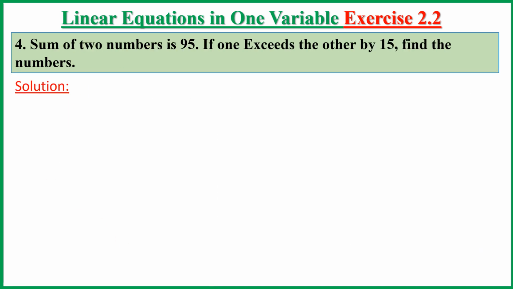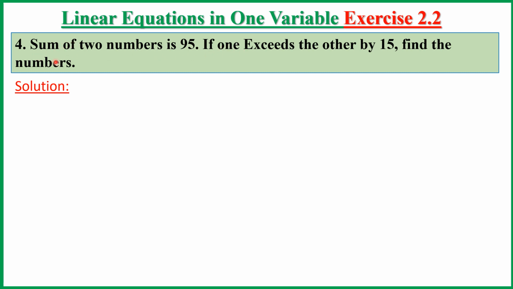Question number 4. Sum of two numbers is 95. If one exceeds the other by 15, find the numbers. Whenever a word problem is given, you have to read the question properly. They will have keywords such as sum, difference, exceeds, more than, less than, twice. Sum is addition. Exceeds means more.